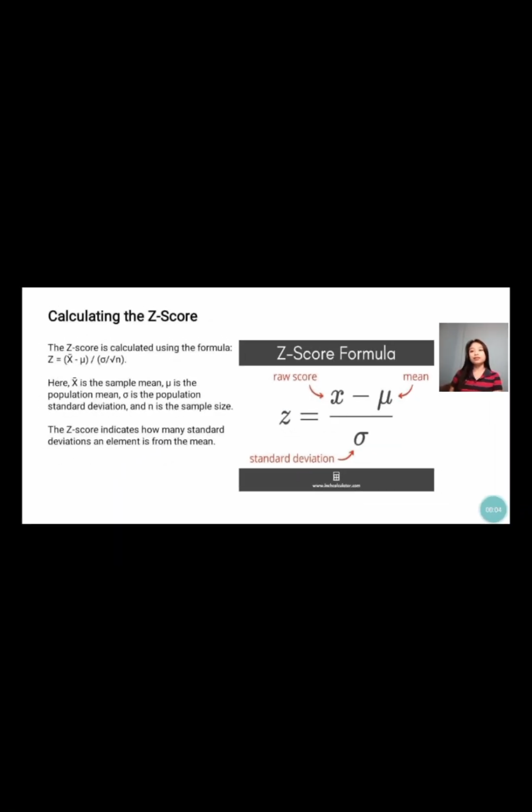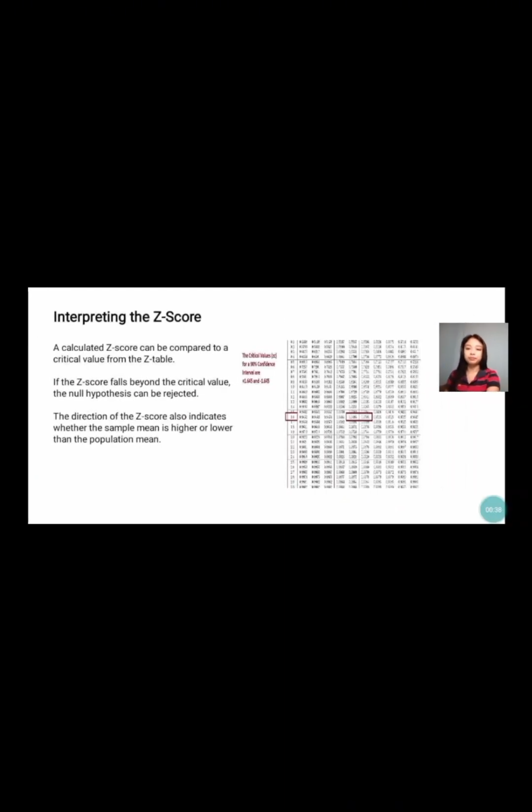Calculating the z-score. The z-score is calculated using the formula z equals (x minus mu) over (sigma over root n). Here, x is the sample mean, mu is the population mean, sigma is the population standard deviation, and n is the sample size. The z-score indicates how many standard deviations an element is from the mean. Z-score formula: raw score x, mu mean, sigma for standard deviation.